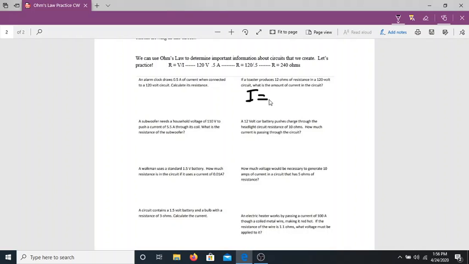While y'all are working through that, I'm going to write down what we're looking for. Current, resistance, current, resistance, voltage, current, voltage.